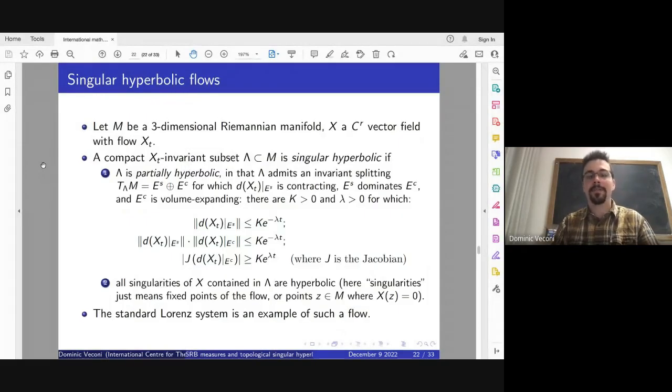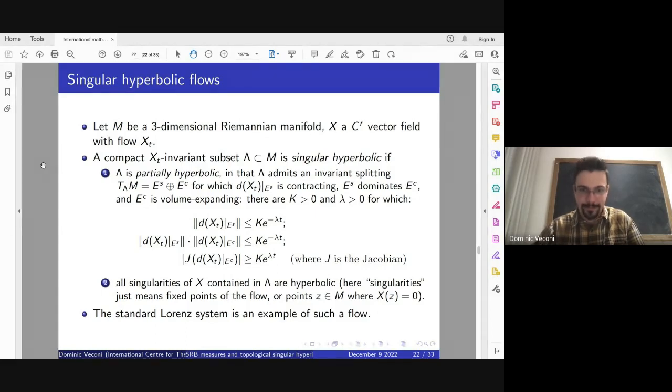Okay. And there have also been a lot of results over the last couple of decades in singular hyperbolic flows. I mentioned this briefly earlier on in the context of Lorenz type maps. If M is a 3-dimensional Riemannian manifold, you can consider a C^r vector field X with flow X_t. We say in this case that a compact X_t invariant subset Lambda is singular hyperbolic if, first of all, Lambda is partially hyperbolic for the flow. In particular, this means that we have an invariant splitting into a stable subspace and a center unstable subspace, for which the flow is contracting in the stable direction, volume expanding in the central direction, and the stable direction dominates over the central direction. The formalizations of those ideas are given here.